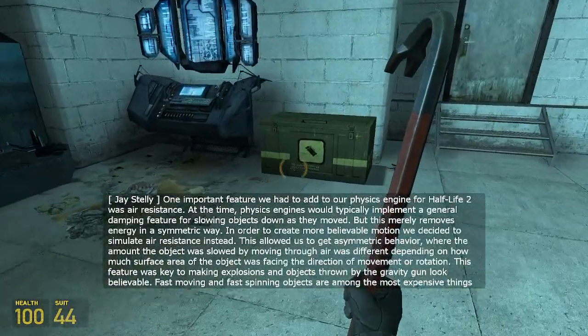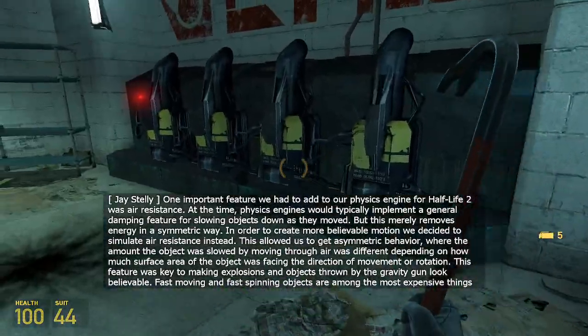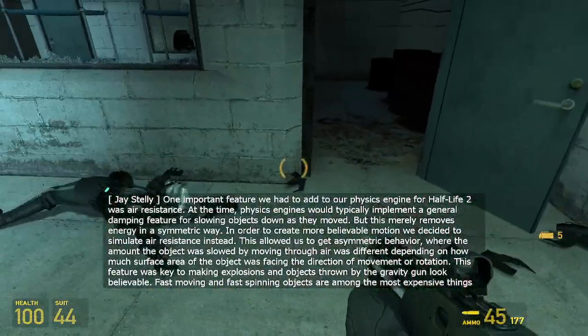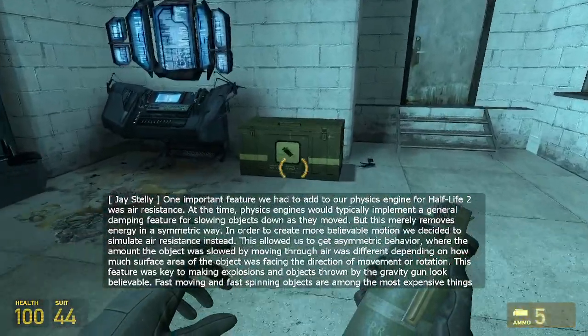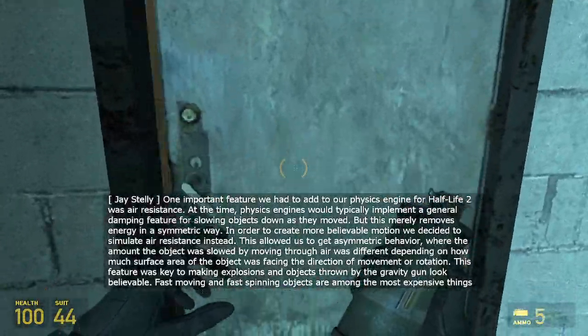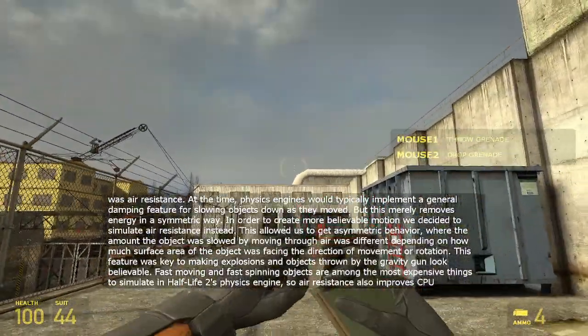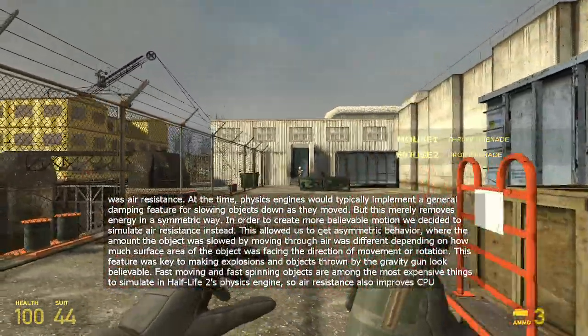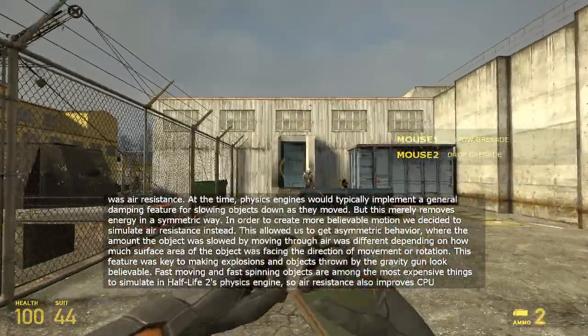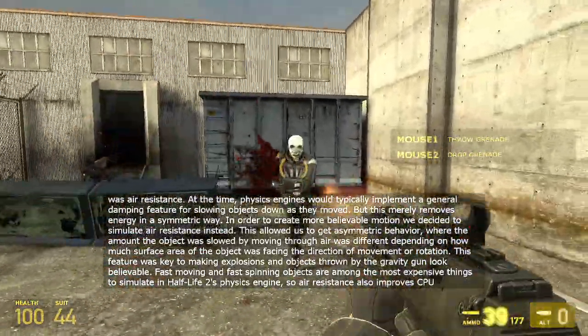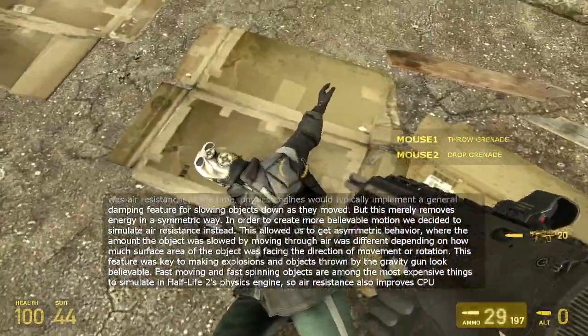Air resistance. One important feature we had to add to our physics engine for Half-Life 2 was air resistance. At the time, physics engines would typically implement a general damping feature for slowing objects down as they moved, but this merely removes energy in a symmetric way. In order to create a more believable motion, we decided to simulate air resistance instead.